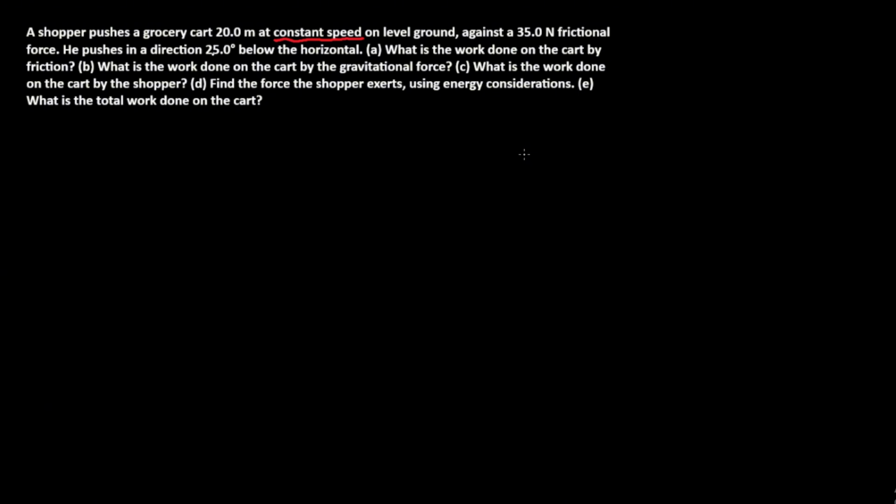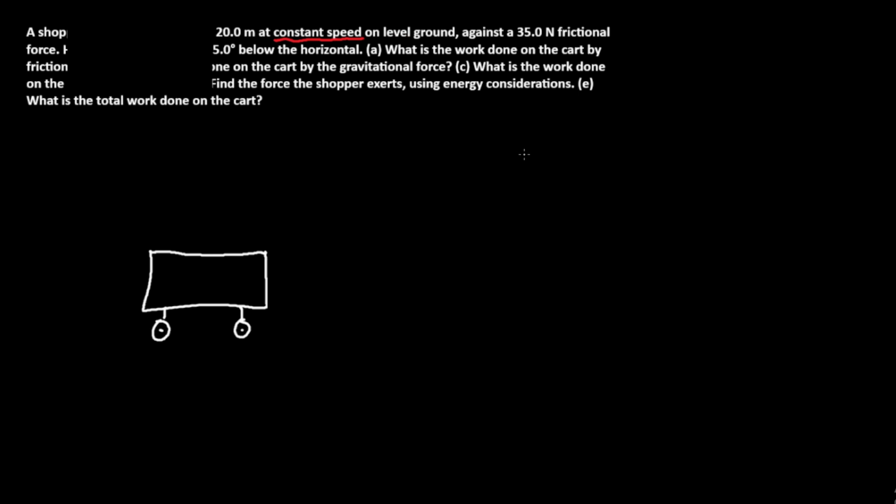He pushes it in a direction of 25 degrees below the horizontal. So, let's try to draw the shopping cart and mark down what he's talking about. That's the handle, and these are the wheels, and this is the shopping cart. It'd make more sense if the handle was in the other direction, actually. So, right here. This is a target shopping cart because the handle's red.